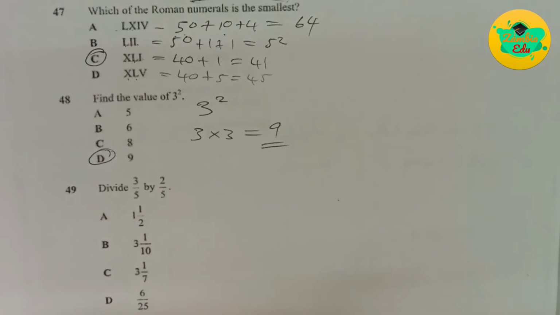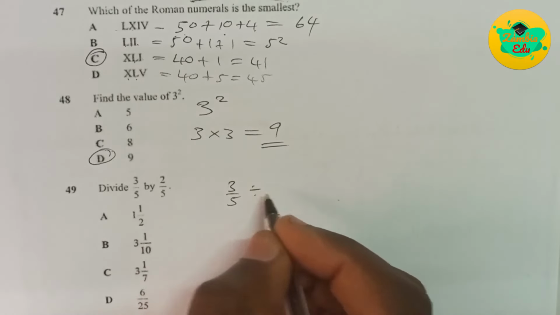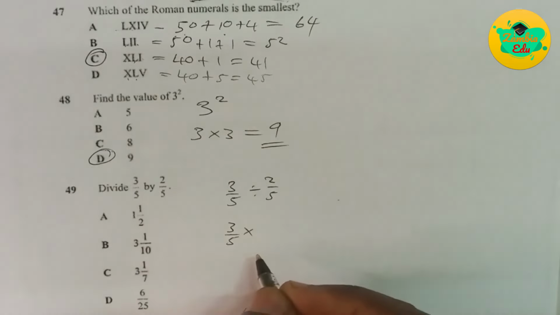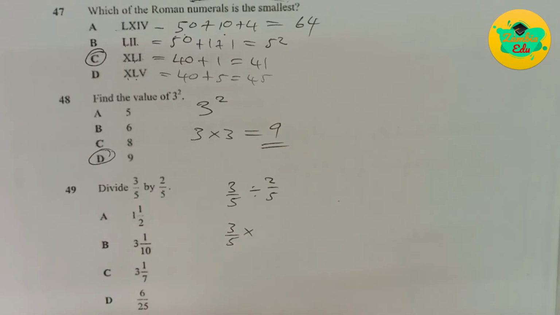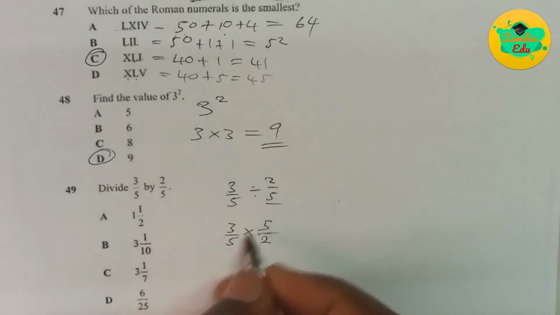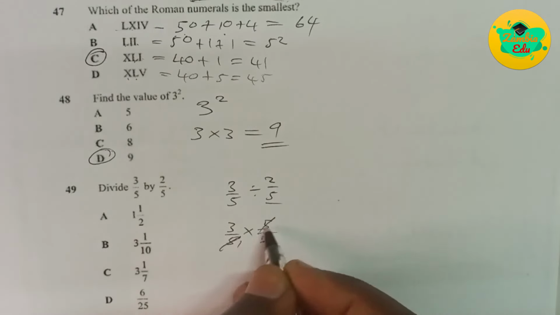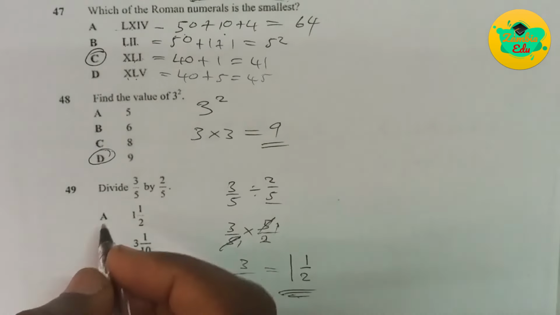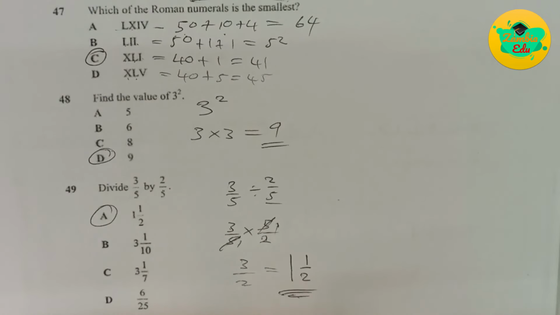We go to question 49, and question 49 says, divide 3 over 5 by 2 over 5. Okay, so once we do that, the division sign turns into multiplication. The moment the division sign turns into multiplication, we swap: the denominator becomes the numerator, and the numerator becomes the denominator. So we can look at our diagonals. We see that 5 and 5 are common. So 5 there, 1, 5 there, 1. 3 times 1 is 3 over 1 times 2 is 2. So we can say, how many times does 2 go into 3? It goes there one time, remainder 1 over 2. So that is our answer. And that answer, we see it being shown on option A. So our answer for question 49 is A.